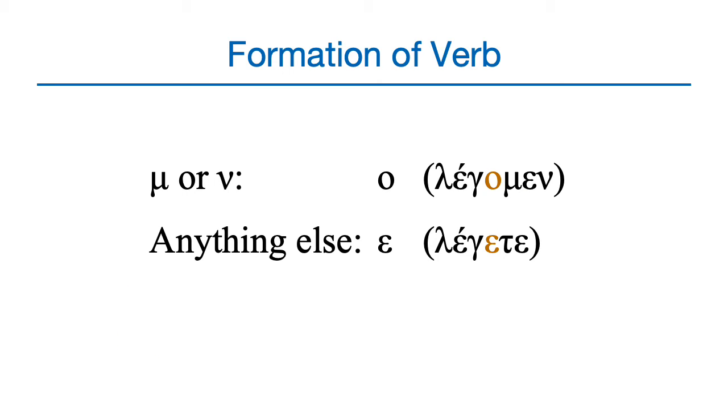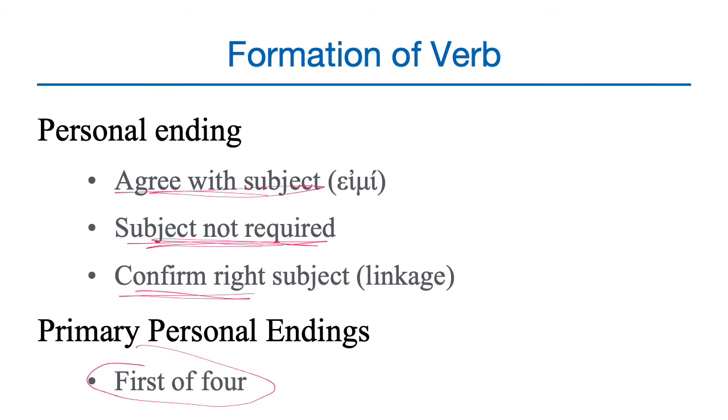Now, if the personal ending begins with mu or nu, the connecting vowel is omicron. Anything else, the connecting vowel is epsilon. So, something called personal endings: how we form the verb. The personal endings will agree with the subject, like the first person, I or we. No, I, singular.